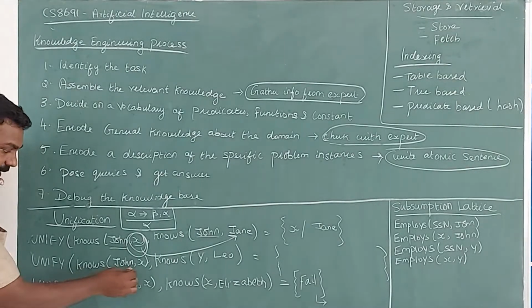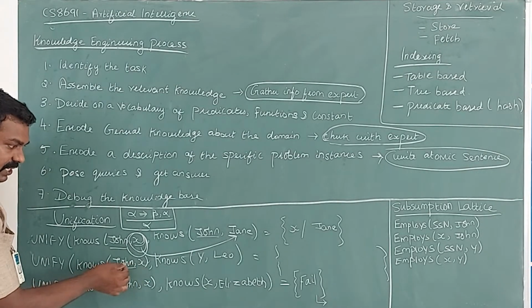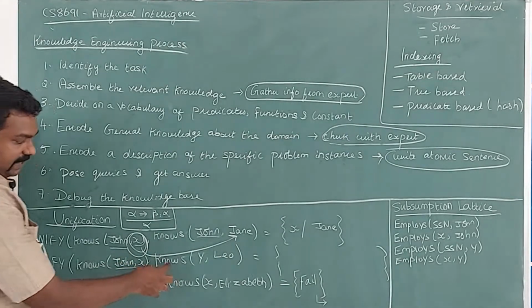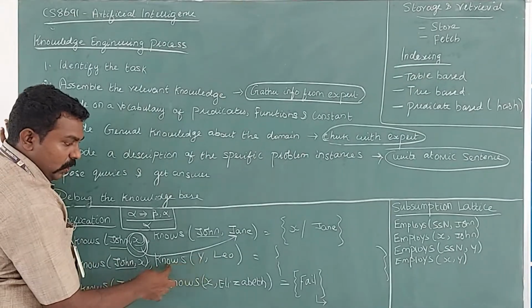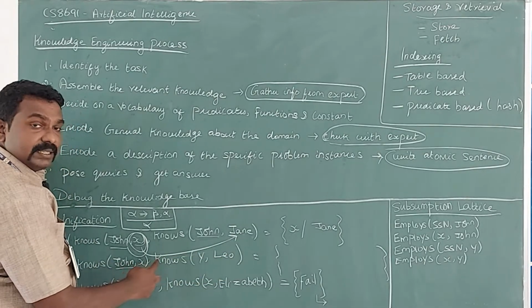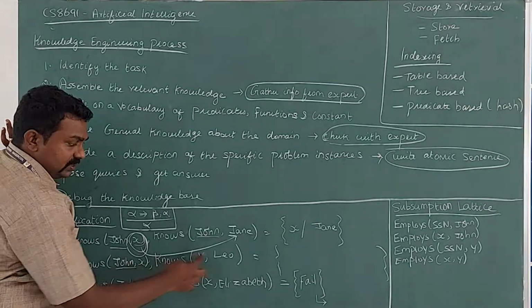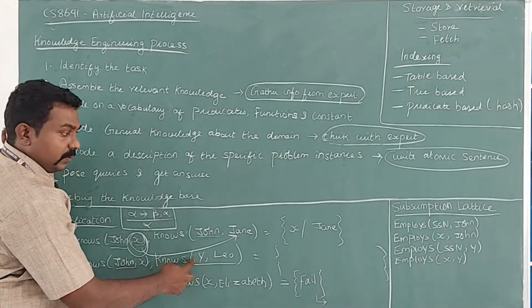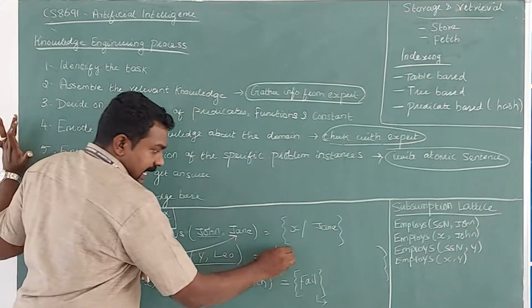I have a sentence: John knows X. The second sentence is: Y knows Leo. So now we have 2 variables, one is X and the other is Y. So what does X stand for now?